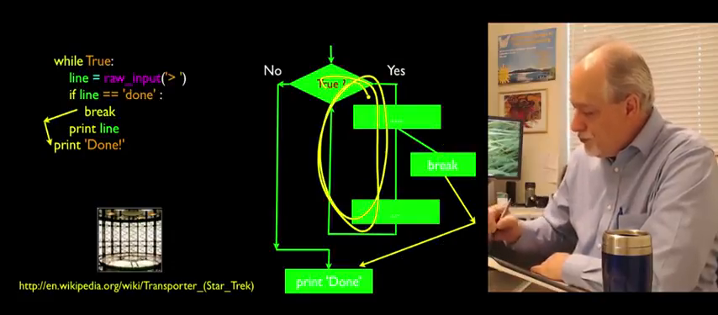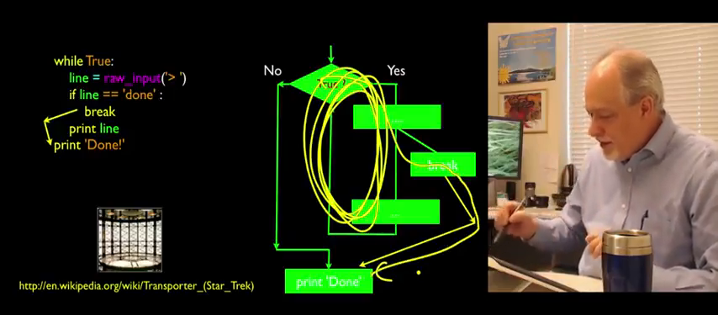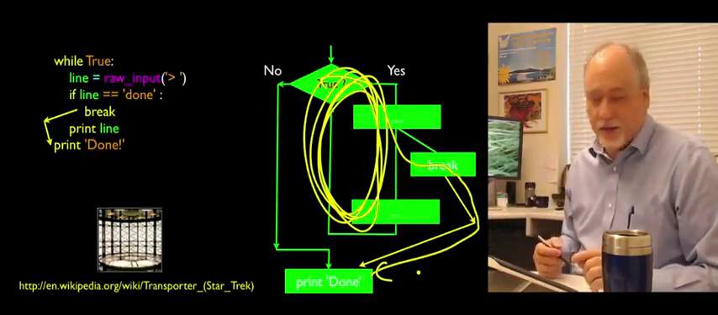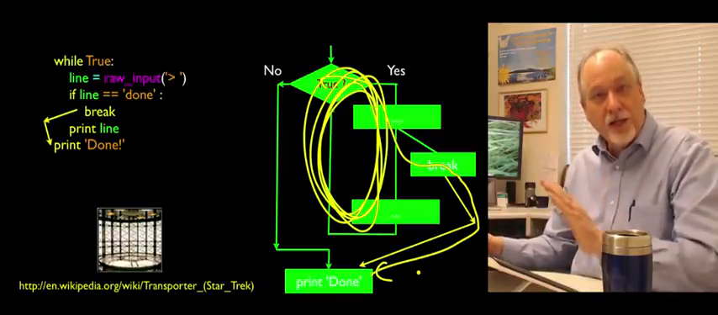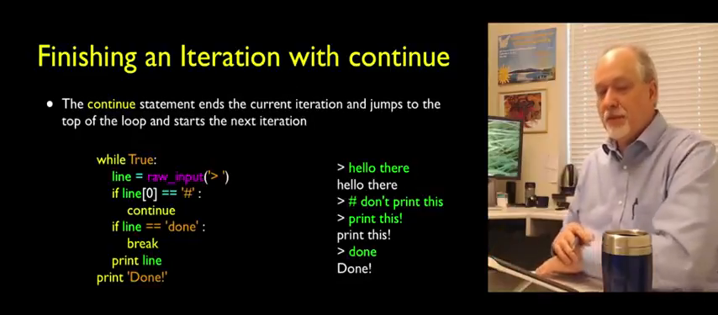It's sort of like zoom zoom zoom. You come in here, and then you are rematerialized outside the loop. That's what the break does. Okay, so break is one way to control the execution of loops.